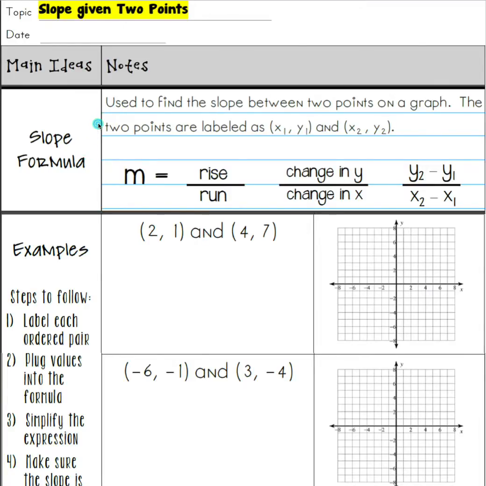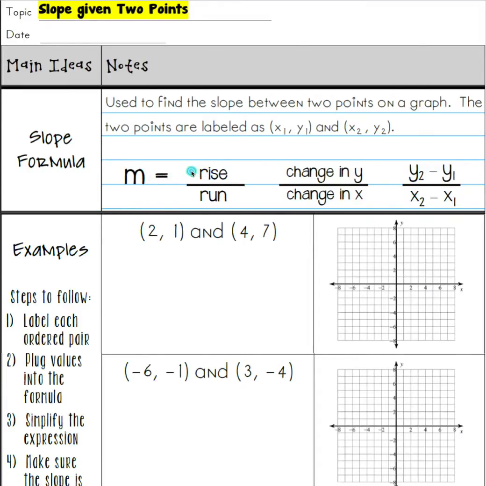So the slope formula is used to find the slope between 2 points on a graph, and the 2 points are labeled as x sub 1, y sub 1. So that's how we read it, it's not just x1, y1. We read this as x sub 1, y sub 1, and x sub 2, y sub 2. So given 2 ordered pairs, we label them this way so that when we plug them in the formula, we're consistent. We use the variable m for slope, and we'll see why later as we progress through this unit.